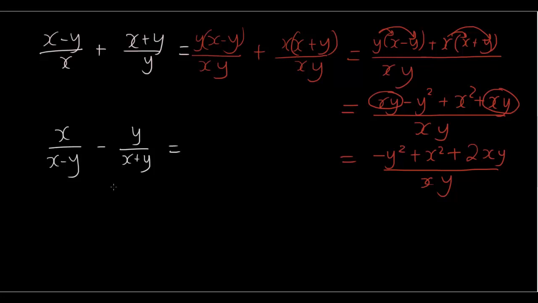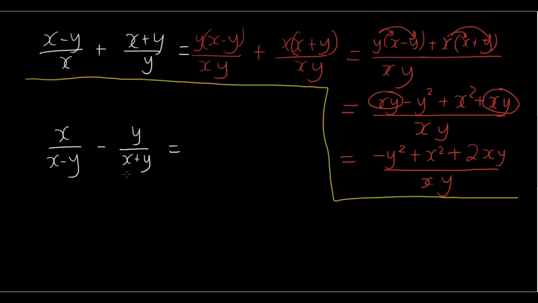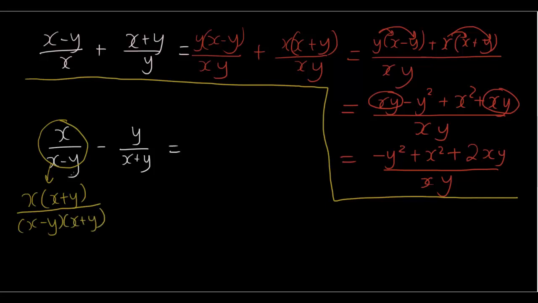Now the second one, I'll just draw with a different color so we don't get confused. Okay, so we have x − y and x + y on the bottom of these fractions, and we want to make them the same. So we get the first fraction and change this to x(x + y) over (x − y)(x + y). So we multiply both the top and the bottom by x + y, which is the bottom part of the other fraction.